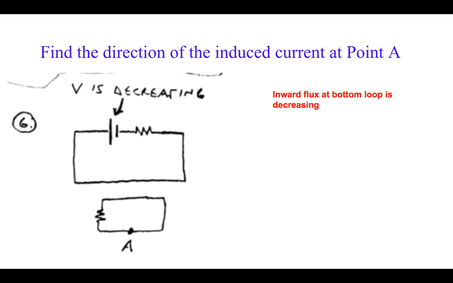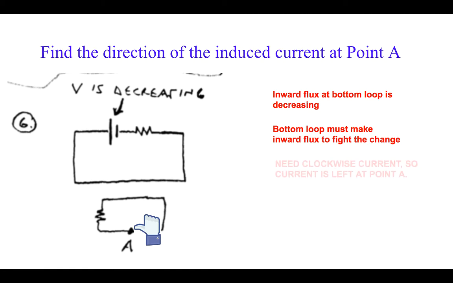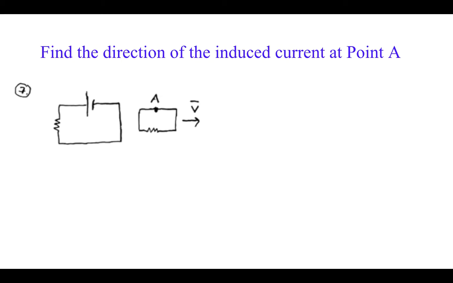Well, the bottom loop then, in order to compensate for that change, is going to want to make more of its own inward flux, right? Well, so how do we make inward flux in that bottom loop? Well, you're going to have to run a clockwise current, or have the current go this way, again by right-hand rule, to make field inward at the bottom loop. And so the current's going to have to be to the left at point A. So a few more examples.